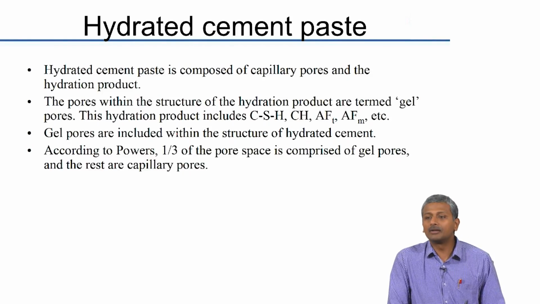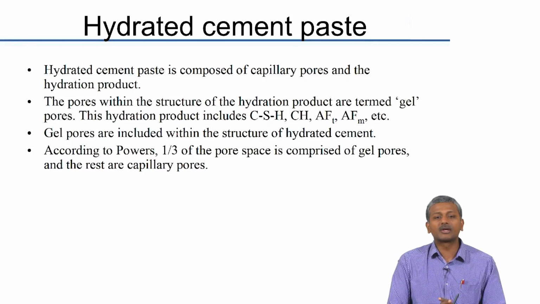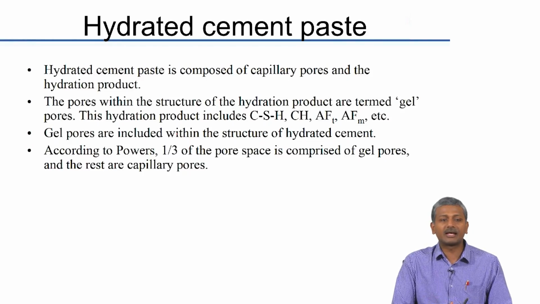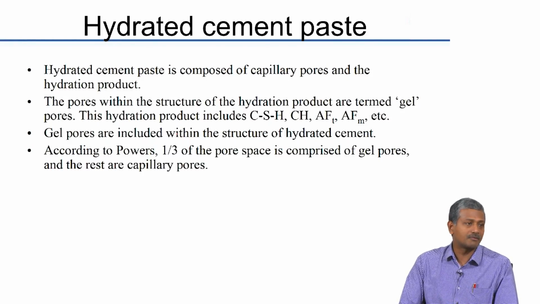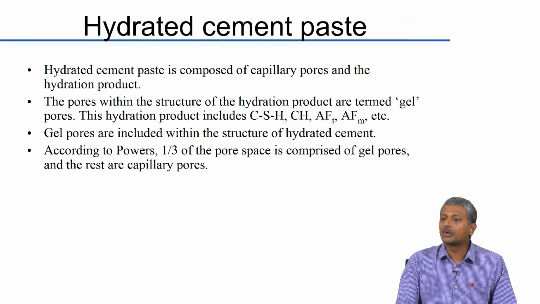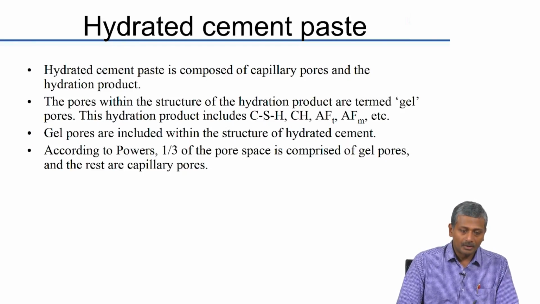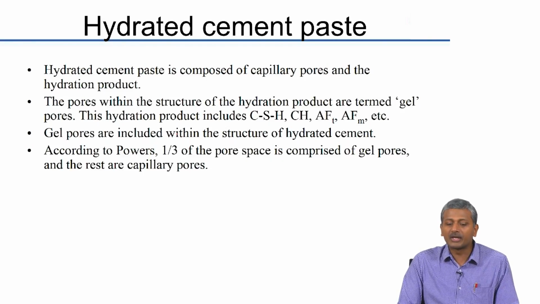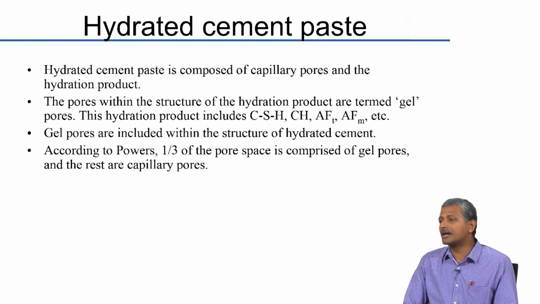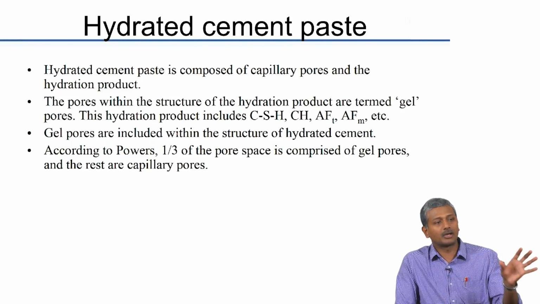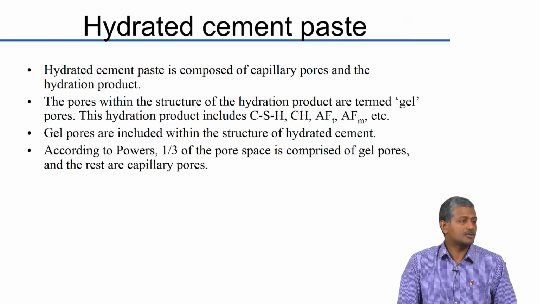Okay, so having looked at pore solution, now let us look at how these products are actually formed. What sort of structure is there for the CSH, calcium hydroxide, ettringite, monosulphate, etc. And how do we look at the porosity in the system? In what ways can water be held within the cement paste? So hydrated cement paste is simply composed of the capillary pores and the hydration product. So part of it is solid, part of it is porous. Okay, so porosity contributes a part of your hydrated cement paste.